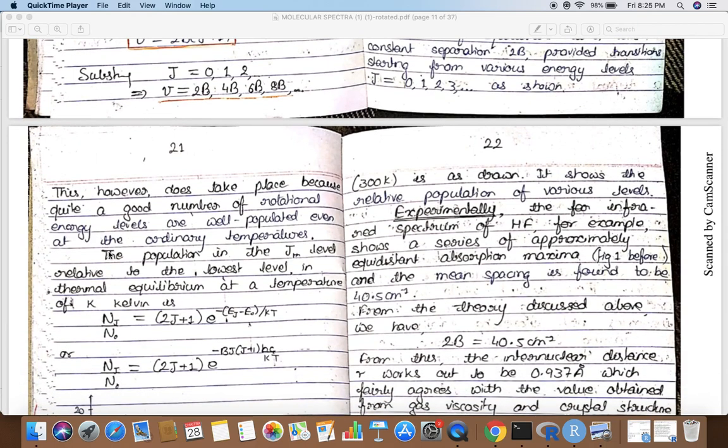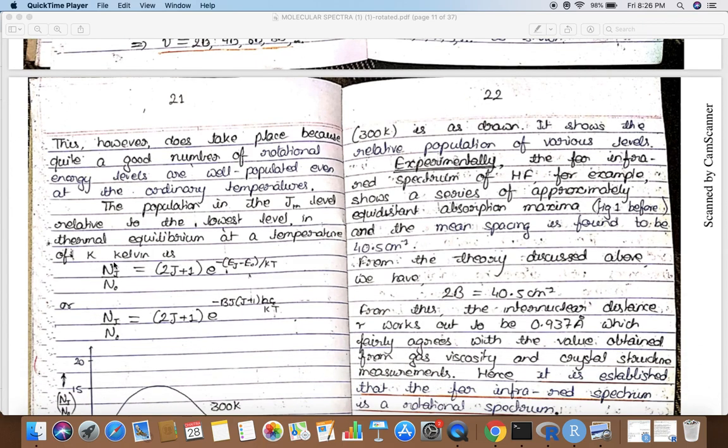If you have to calculate the population in the Jth level, from the partition function we could write that the number of molecules in the Jth level divided by the total number of molecules, N_J divided by N_0, is equal to (2J+1) times exponential of minus (E_J minus E_0) divided by kT. This 2J+1 is coming because we are taking the degeneracy into account. We did this when we solved our angular momentum problems, where we also counted how this degeneracy arises. So this 2J+1 is for the degeneracy.